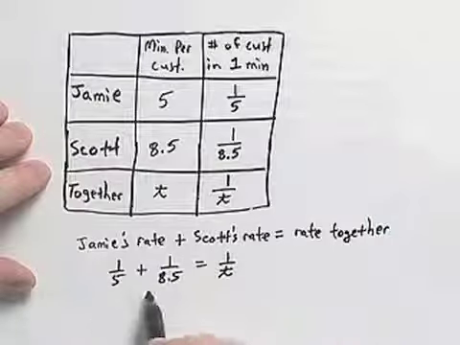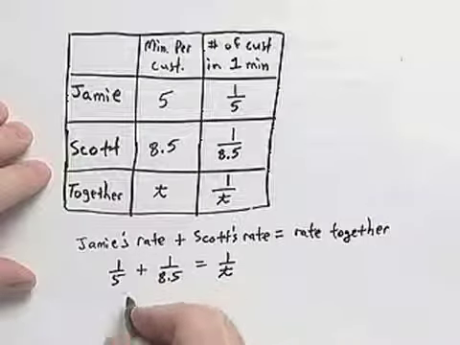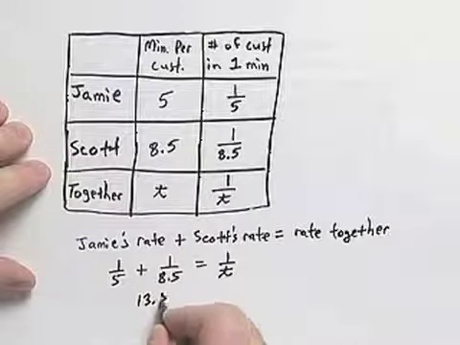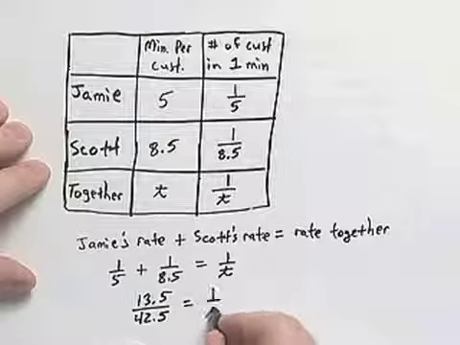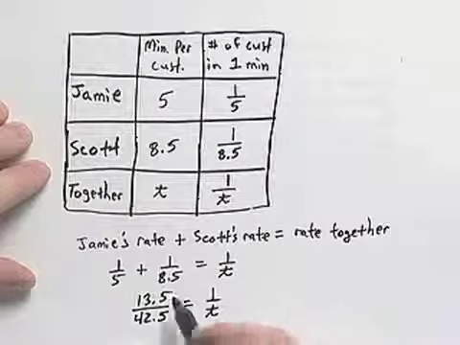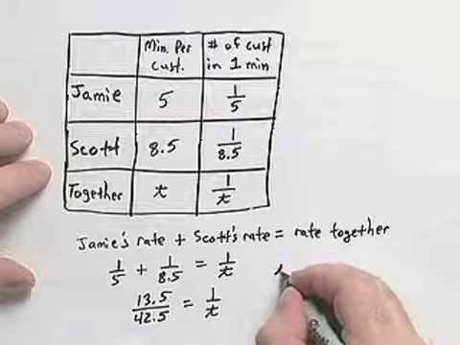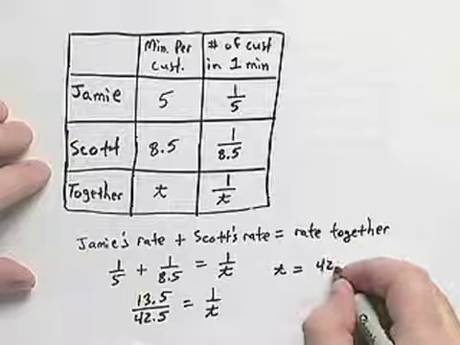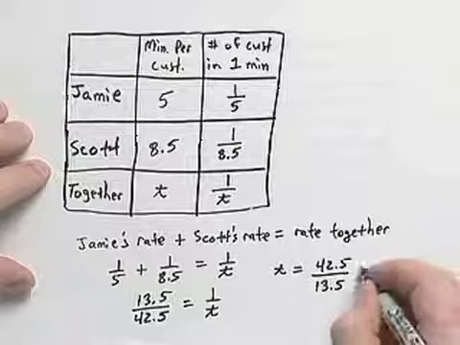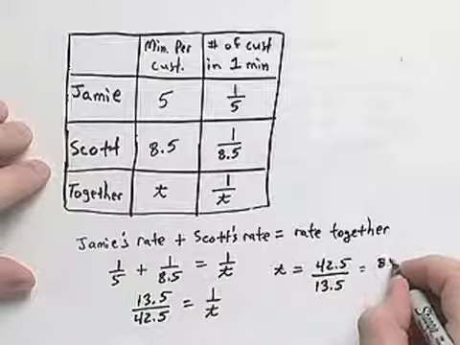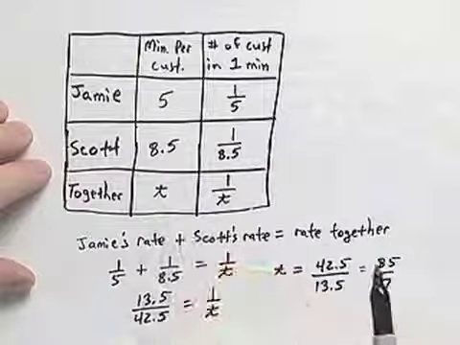To add these 2 fractions together, we need a common denominator, which turns out to be 42.5. And so we end up with 13.5 over 42.5, and that equals 1 over t. We could cross multiply, but since we have 1 over t, if we just take the reciprocal of both sides, we'd see that t is equal to 42.5 over 13.5. And if we get this cleaned up a little bit, we'd see that's 85 over 27, so we get rid of the decimals. Now this is just the time that it takes per customer.